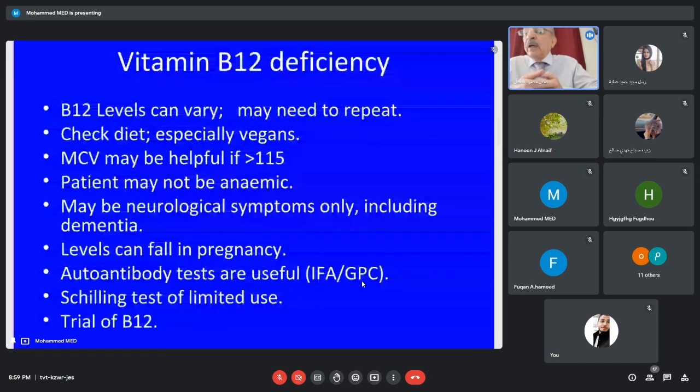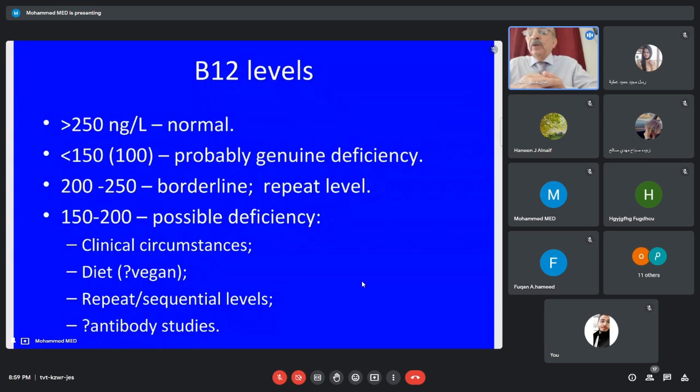B12 is taken again, as I said, from animal sources, mainly meat, by the mouth. You must know the physiology of this. In the stomach, it will get combined with intrinsic factor, and then it will pass and it will get absorbed in the ileum. Okay, so stomach disease can cause B12 deficiency. Okay, these are the normal figures. Have a look at them. Next slide, please.